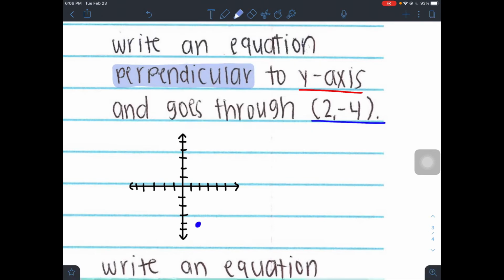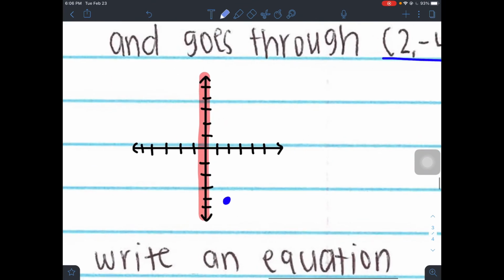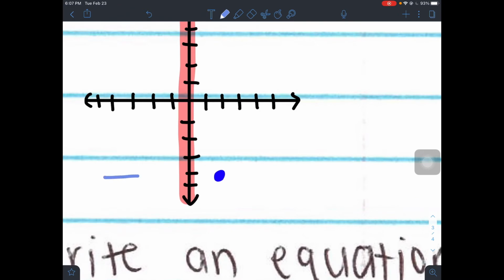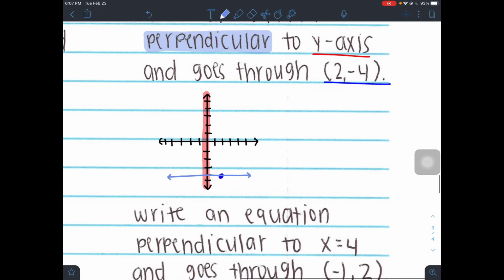Okay, and then we're going to highlight the y-axis, so that's going to be here. And we want it perpendicular to that y-axis. We want it to be perpendicular to the red highlighted section. We want it to go through the blue point, which means that line is going to cross horizontally like this. So it's a horizontal line.